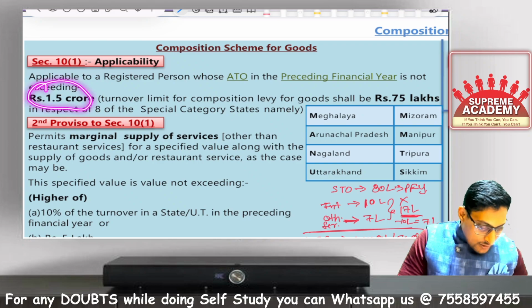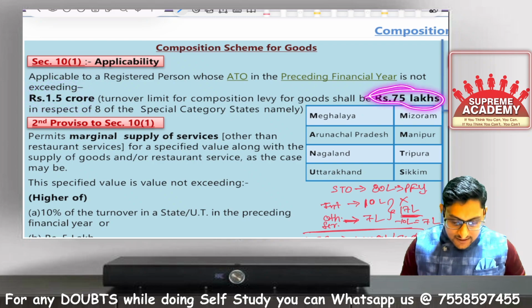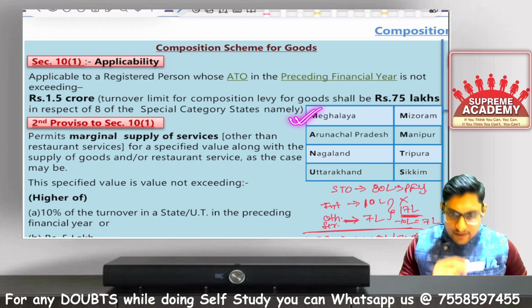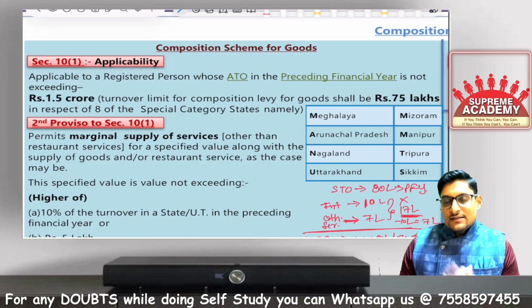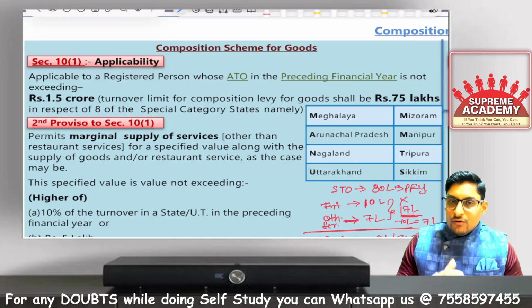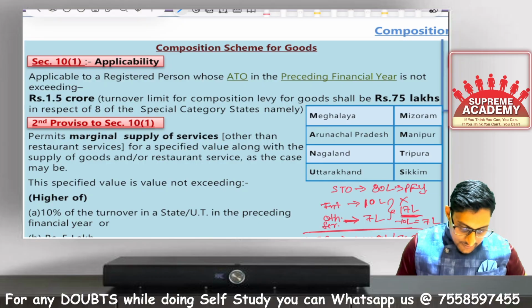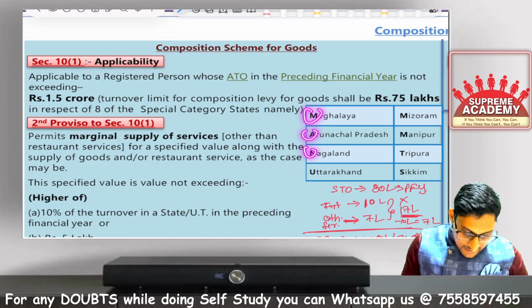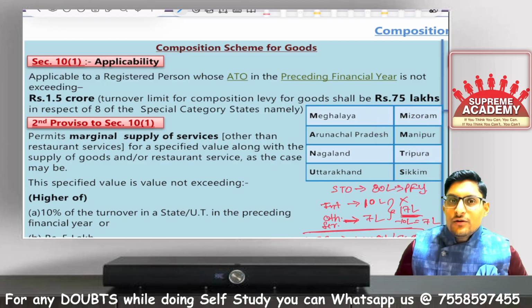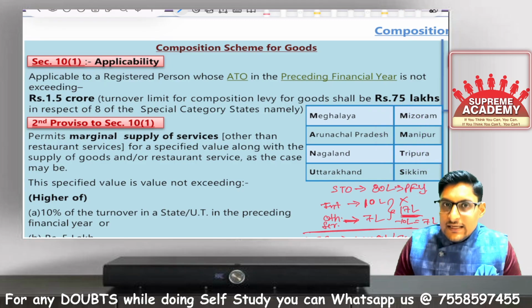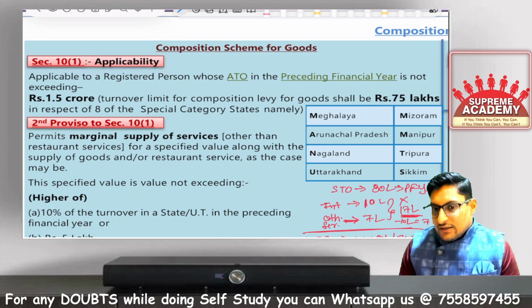This 1.5 crore limit becomes 75 lakhs in case of some special category states. Which are those? Meghalaya, Arunachal Pradesh, Nagaland, Uttarakhand, Mizoram, Manipur, Tripura, Sikkim. You have to learn this. Now, how can you remember this in a short way? See the first letters: MANU. Manu has booked a ticket for Sikkim on MMT. Manu went to Sikkim from MMT. Yes, this is the short way to learn this.